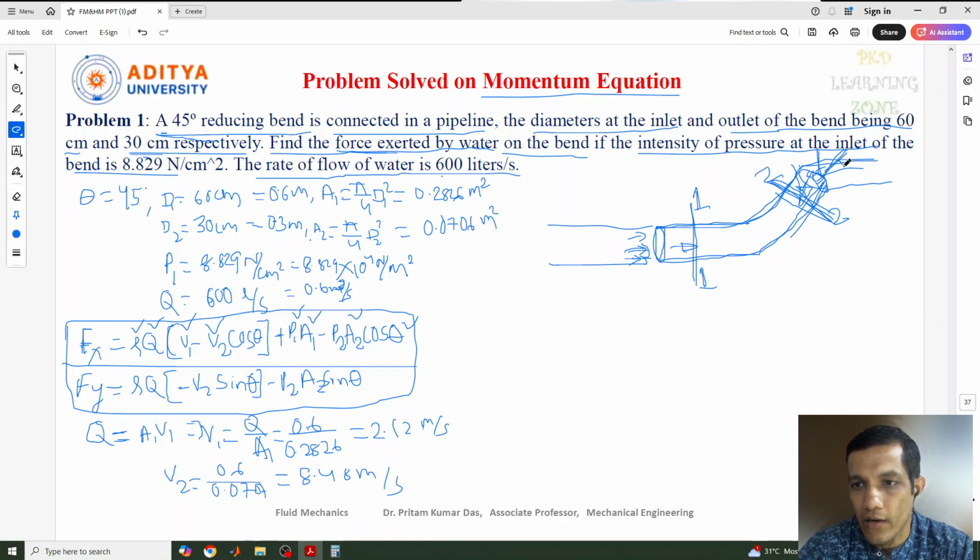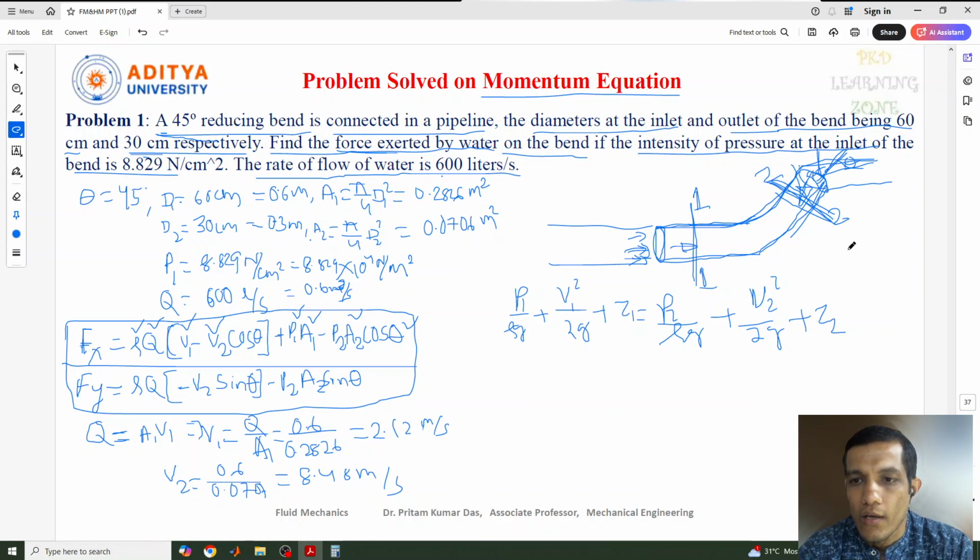So this is the angle theta, which is given already, 45. Yeah, now this is our diagram. Now the next thing is we need to apply Bernoulli's theorem in this equation. So we know that P1 by rho g plus V1 square by 2g plus Z1 equal to P2 by rho g plus V2 square by 2g plus Z2.